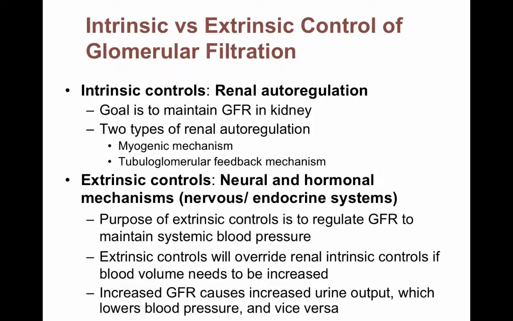The main goal of the renal autoregulation is to maintain the glomerular filtration rate in the kidneys. And there are two types of this, the myogenic mechanism and the tubuloglomerular feedback mechanism, both of which I'm going to show you on the next page. And then the extrinsic controls are both neuronal and hormonal. So we're talking about the nervous and endocrine systems getting involved in here. And basically the purpose of the extrinsic control is to regulate this filtration rate to maintain the blood pressure.